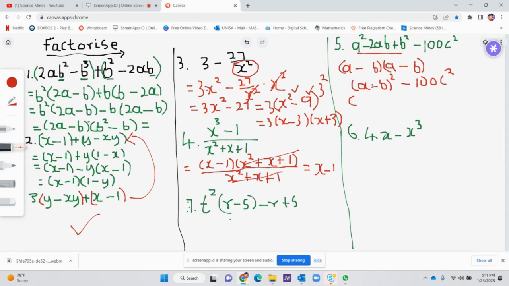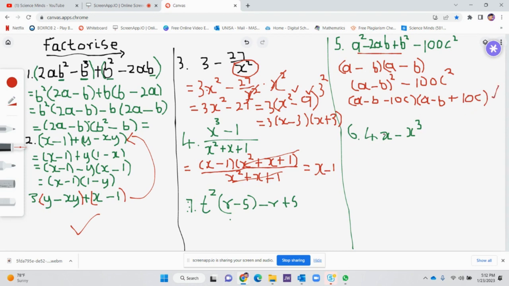So what are we going to have? The square root of (A minus B) squared is A minus B. And then we have minus the square root of 100, which is 10, and the square root of C squared is C. Then the other bracket is going to be exactly the same with a plus: A minus B plus 10C. And we are happy.